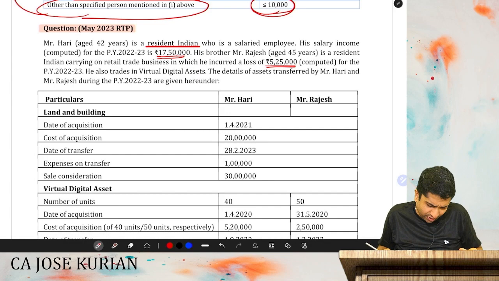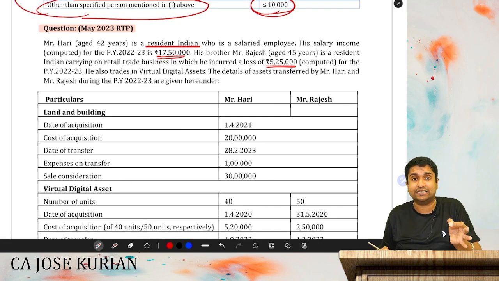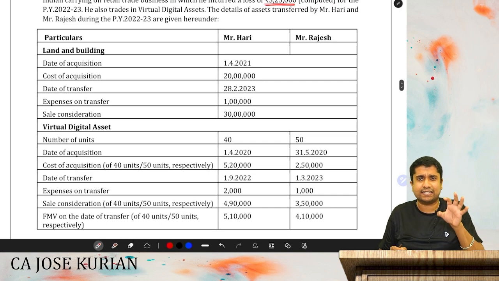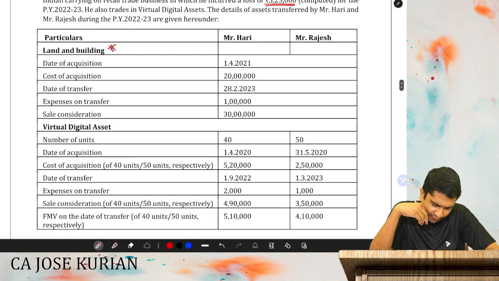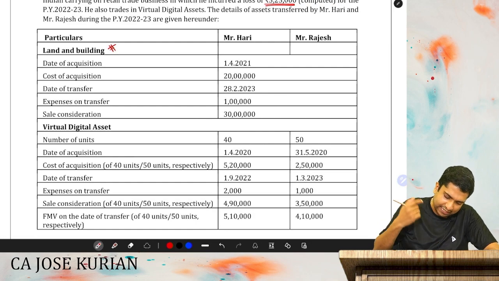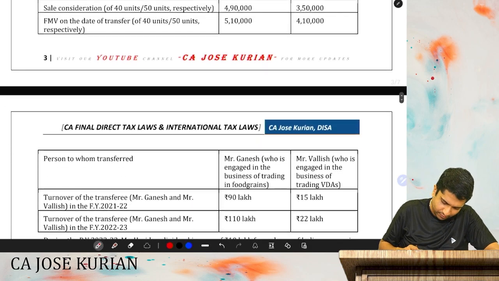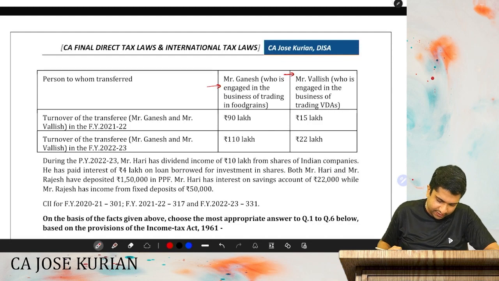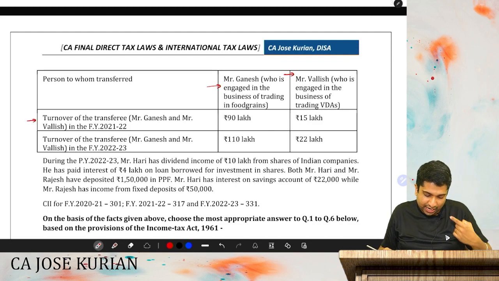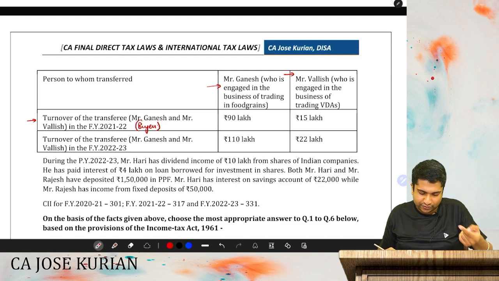Now, moving on. What they are saying is, the details of assets transferred by Mr. Hari and Rajesh during previous year 22-23 is given here as under. So details of assets, purchase and liabilities of different assets have been given. So Hari has purchased land and building. Date of acquisition is given. Cost of acquisition is given. Date of transfer, expenses on transfer, sale consideration is given. Both of them have transactions in virtual digital assets. The information in relation to that is also given here. And they have transferred virtual digital assets, and the buyer's information is also given in the question. The turnover of the transferee, that means Mr. Ganesh and Mr. Wallish, is given. That means the turnover of buyers is also given in the question. The turnover of the transferee for the financial year 22-23 is also given.